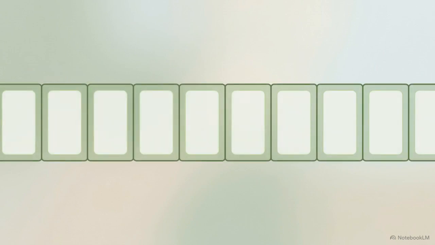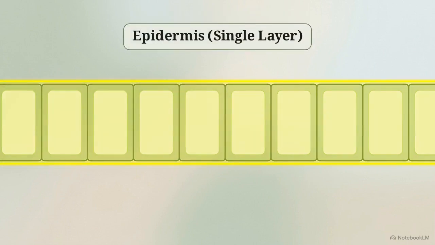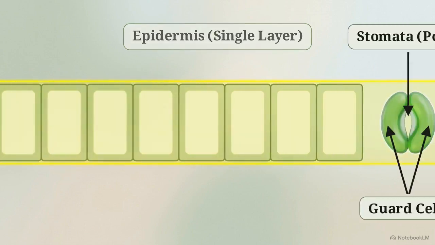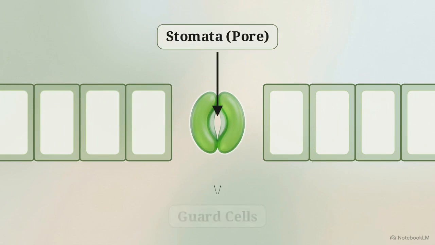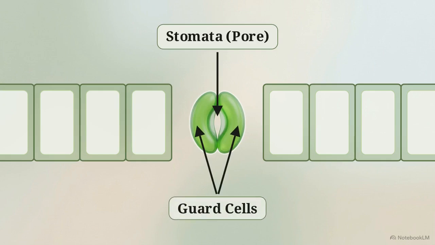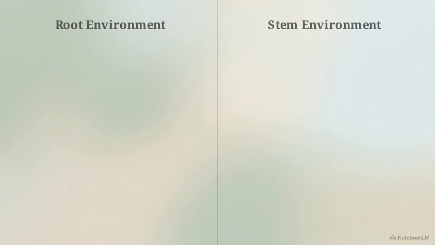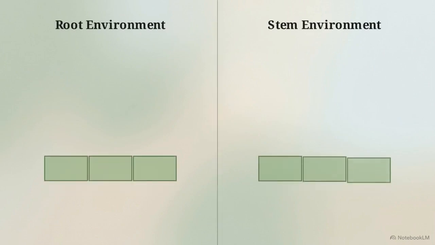The epidermis is typically a single layer of compactly arranged cells forming the plant's outer boundary. On leaves and young stems, it contains pores called stomata, which regulate gas exchange and water loss. Each stoma is controlled by two specialized guard cells. The epidermis also produces specialized outgrowths depending on the organ.